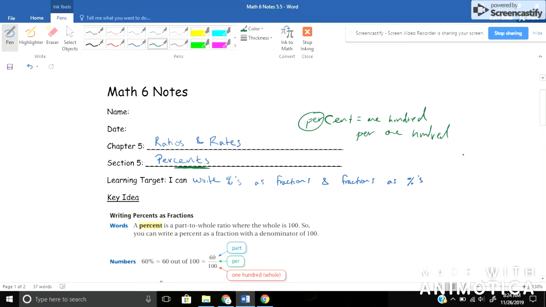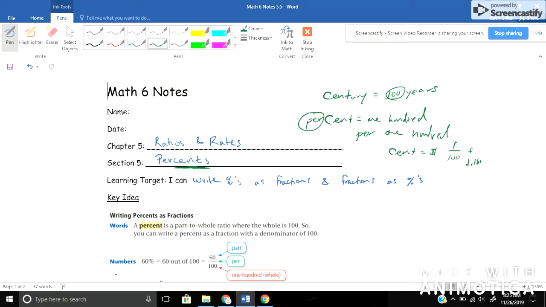Okay, so when I say century, you'll see CENTURY. Well, a century is 100 years. Okay, again, there's that 100. Or if I say a cent and I'm talking about money, well, that's 1/100th of a dollar.